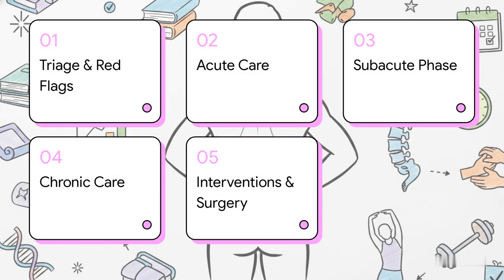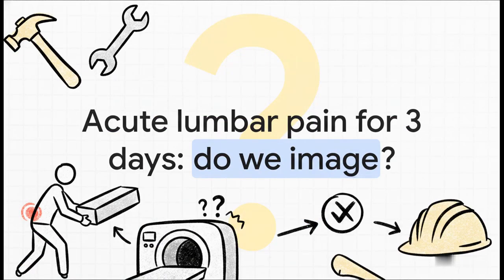Here is our roadmap for today. We'll start with triage and red flags, move into acute care to bust some common myths, tackle the subacute and occupational phases, and finally hit chronic care, interventions, and surgery. All right, let's get right into case 1.